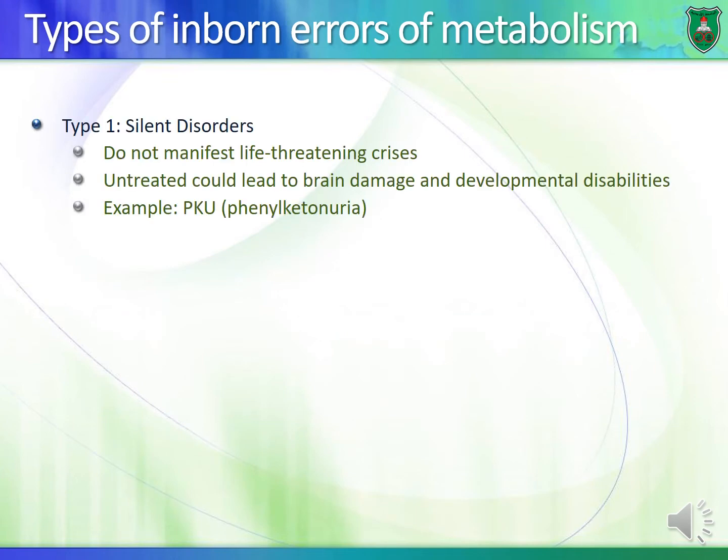So there are different types of inborn errors of metabolism. You have silent disorders, which are not life-threatening, but if left untreated, they can result in brain damage as well as developmental disabilities. An example is phenylketonuria, and we'll talk about this as our first example later on.